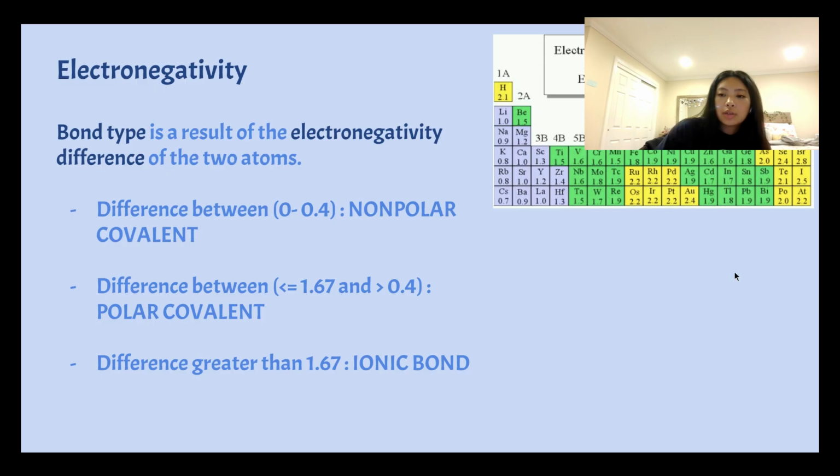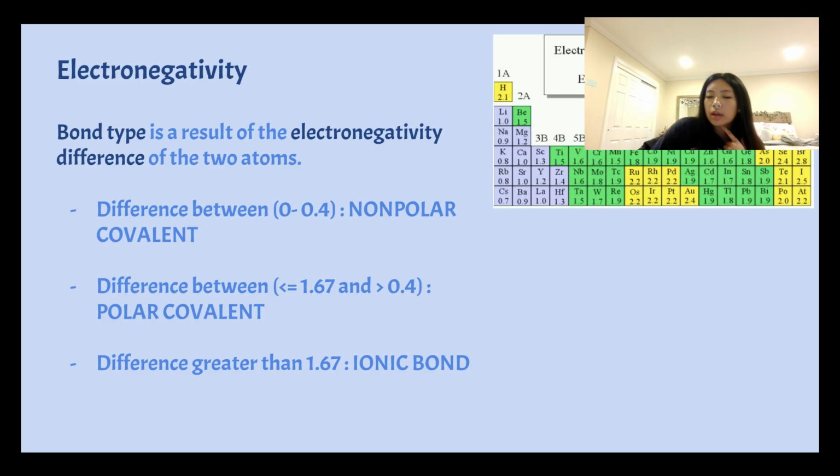So here's an electronegativity chart. If you're having trouble understanding what an electronegativity difference is, you can look at this. Let's say oxygen is bonded with another oxygen. This is oxygen gas. That's going to be 3.5 minus 3.5, and the difference is 0. Since the difference is 0, it's nonpolar covalent.